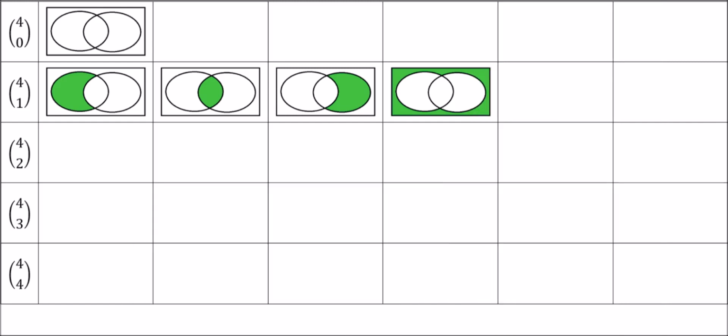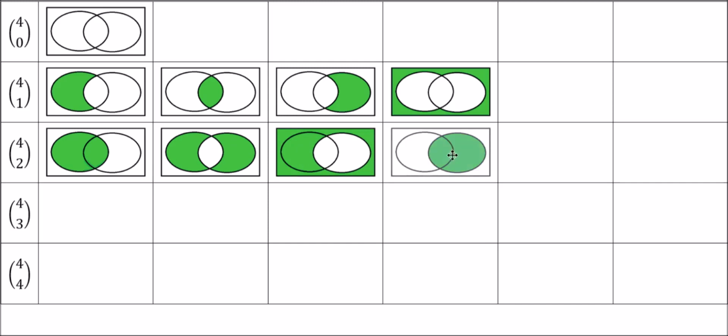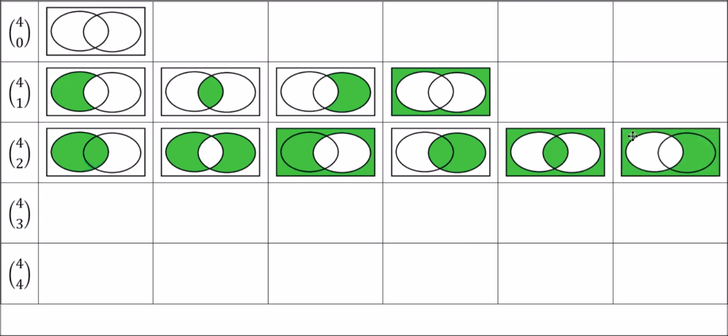4 choose 2 gives you 6. And so how many ways are there of shading in 2 out of 4? Well, we could do it this way. That region plus the intersection. This bit and that bit. The outside bit and just this section of the first circle. The whole of the second circle, the bit on its own plus the intersection part, the outside and the intersection, and finally the outside bit and just the part which is the second circle without the intersection part. So that's the 6 ways.